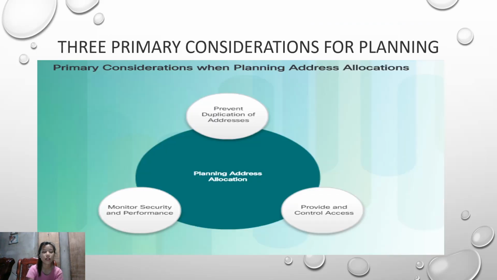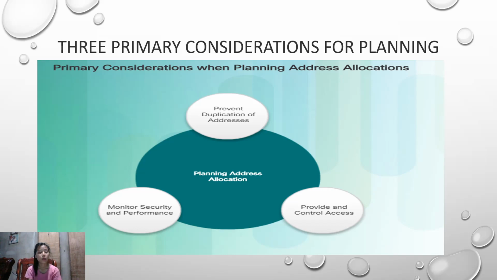There are three primary considerations when planning address allocations: prevent duplication of addresses, provide and control access, and monitor security and performance. Those are the three primary considerations for planning address allocation.